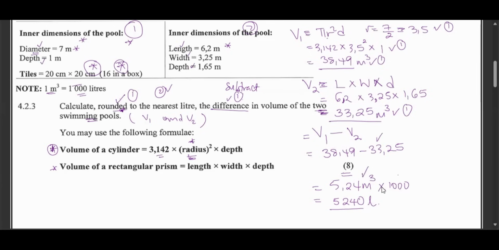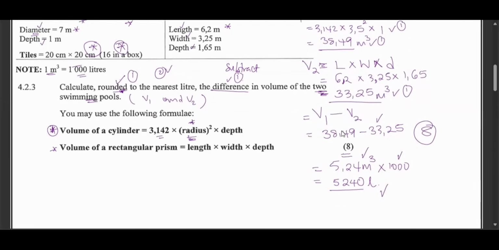Yes. Converted to liters? Yes. The final answer. Let's see the marks here. 1, 2, 3, 4, 5, 6, 7, 8. Let's see the 8 marks. Please don't get scared. Even though you've stopped somewhere, we are looking for marks. Number 1, write down the formula. Number 2, substitute. Before you substitute, make sure that all the units are the same.